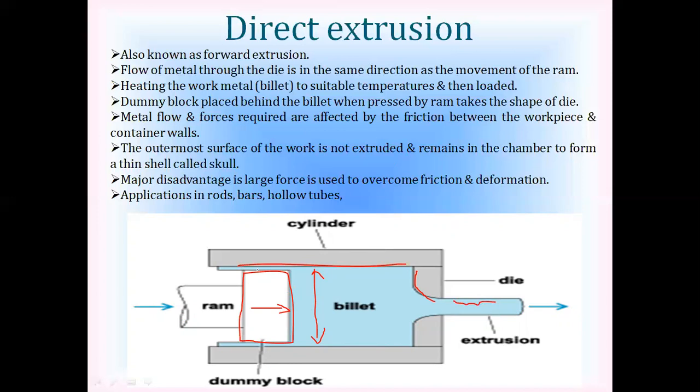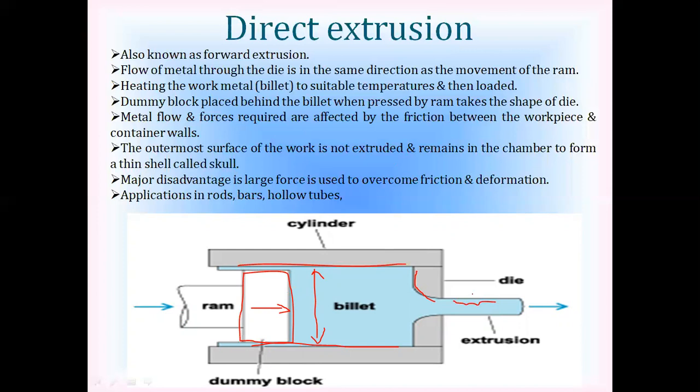At the same time, whatever the friction material is there, with respect to the wall and the die, that amount of friction material stays there itself, which means the friction experienced by the cylinder or the walls of the container remains there itself, which is not extruded.